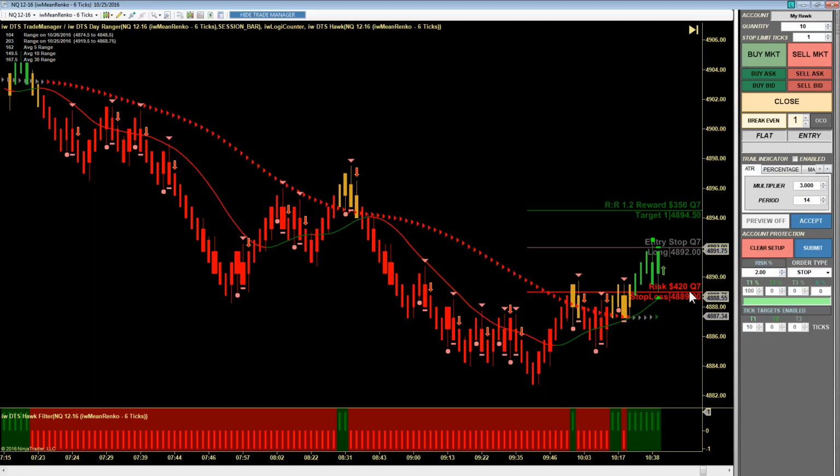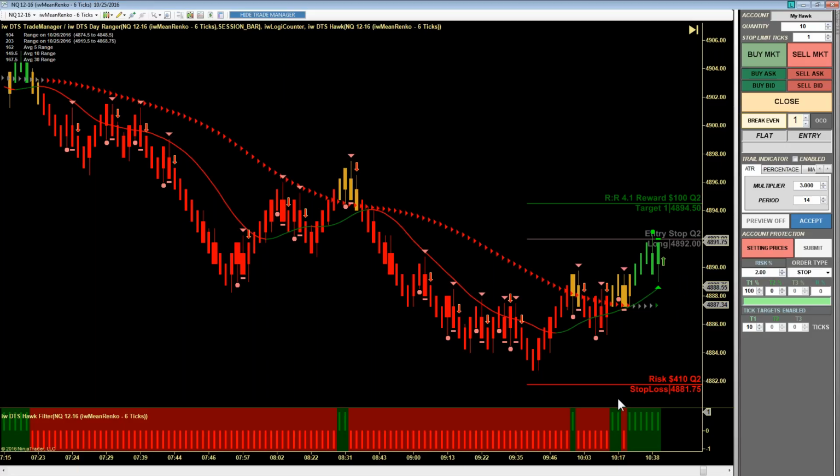But what will change is the quantity. So you see here, I'm risking $420. If I set up the trade like this, oh look, I'm still risking about $420. That's 2% of my capital. But what has changed is the quantity. So at one time I was trading 7 contracts. This way I'm trading 2.